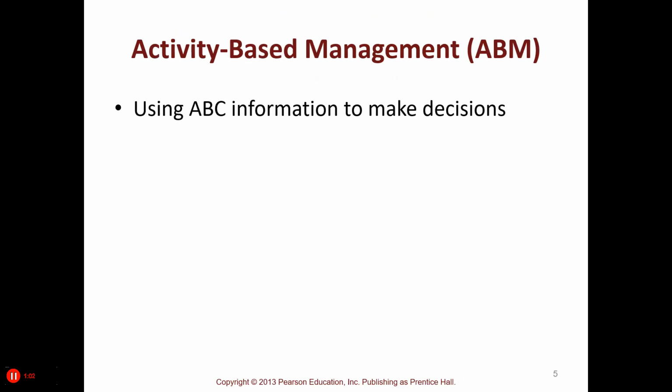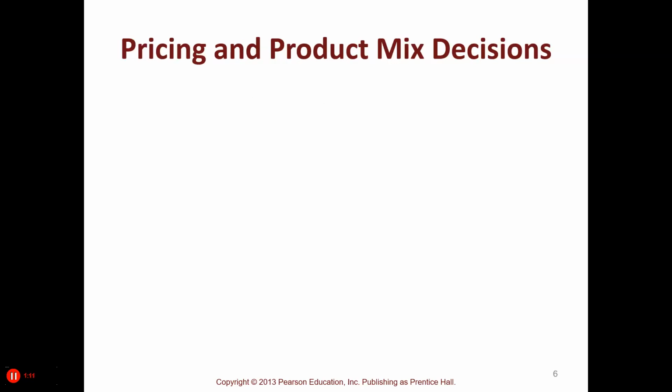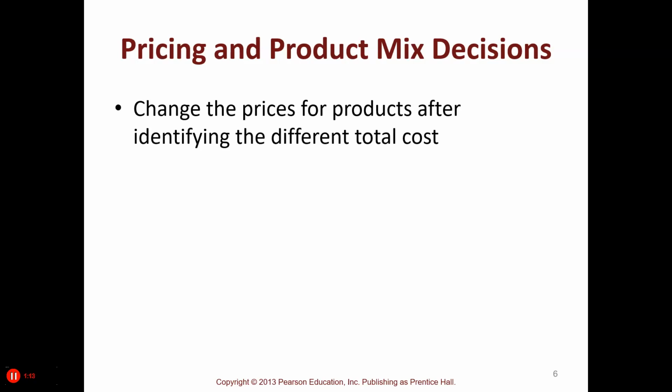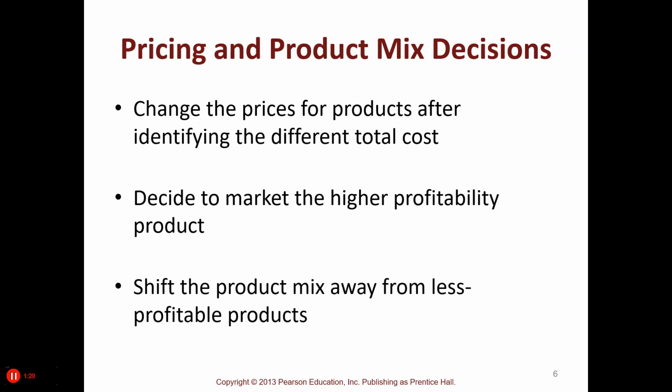Now, ABC costing helps with pricing and product mix, cost cutting, and planning, and what it will allow you to do is change prices for products after identifying the different total cost. You might think you're making a profit in one product when you're actually making a profit in a different product. You decide to market the more profitable one and shift the product mix away from less profitable products. So now let's take a look at an example.